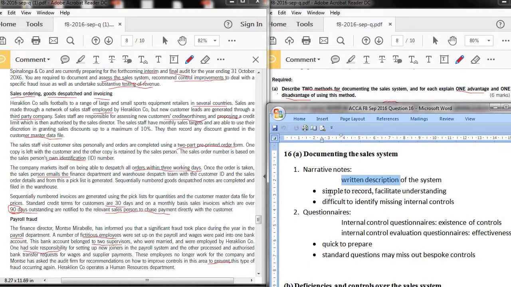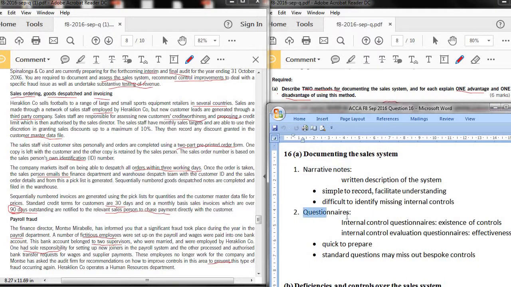And the advantage is that these are simple to record. That's why they facilitate understanding of the employees. And the disadvantage is that it is difficult to identify missing internal controls. If there are missing controls, we cannot identify from the narrative notes because these are only the details, description.